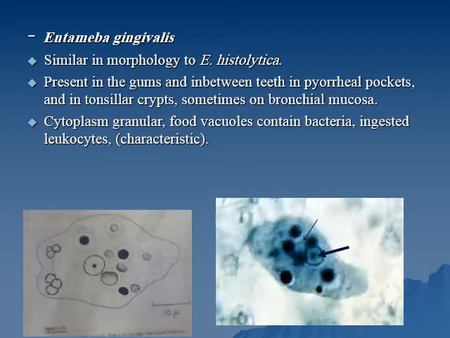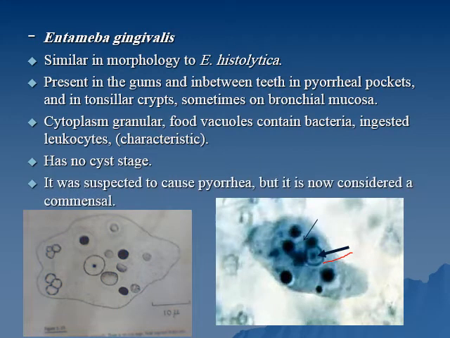here, and the thick arrow shows that the nucleus is similar to that of Entamoeba histolytica. Cytoplasm is granular with food vacuoles containing bacteria and ingested leukocytes, and this is characteristic for Entamoeba gingivalis. Also, it has no cyst stage, and this is also characteristic for Entamoeba gingivalis.